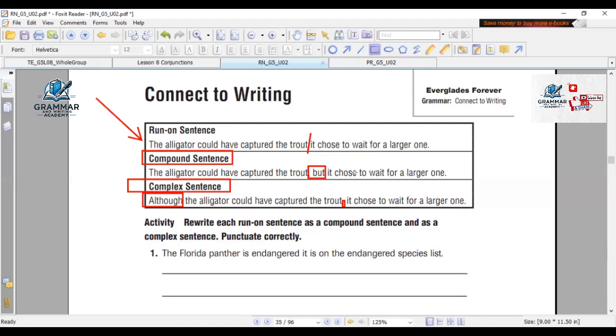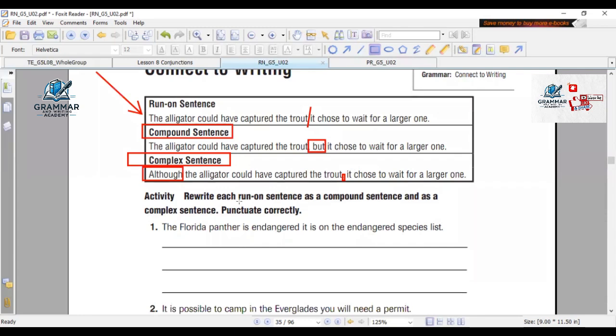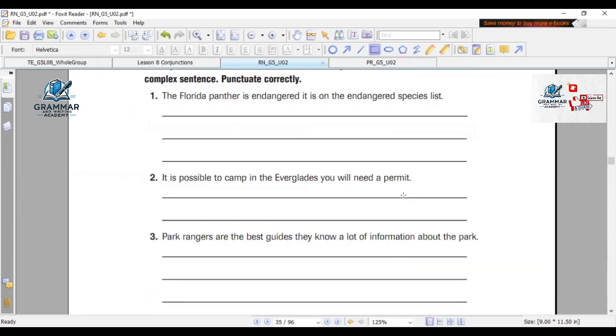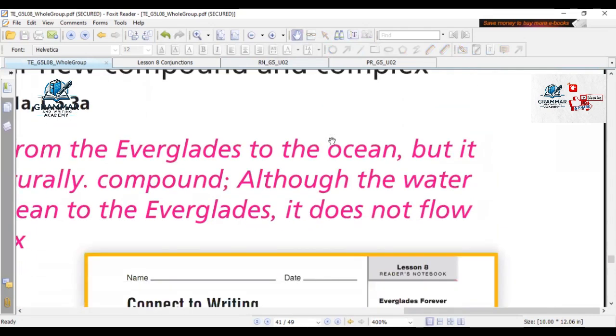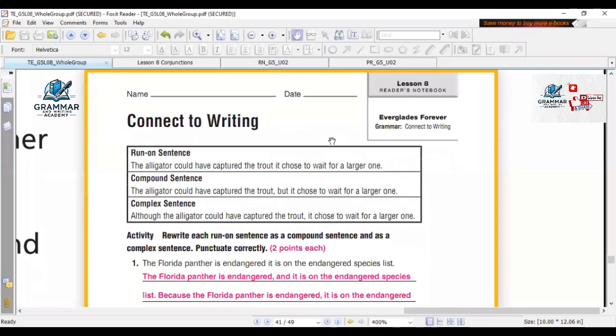The same thing will happen down here. Rewrite each run-on sentence as a compound sentence and as a complex sentence. It asks you here to write each run-on sentence twice. One with a coordinating conjunction to form a compound sentence, and the second time we're going to use a subordinating conjunction to form a complex sentence. I'm going to move down here for a minute to the first one. I'm going to answer it also, but I need you to answer number 2, number 3, and number 4.